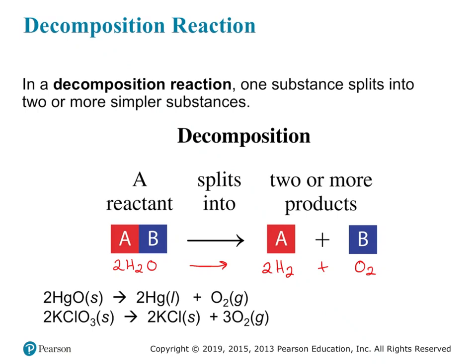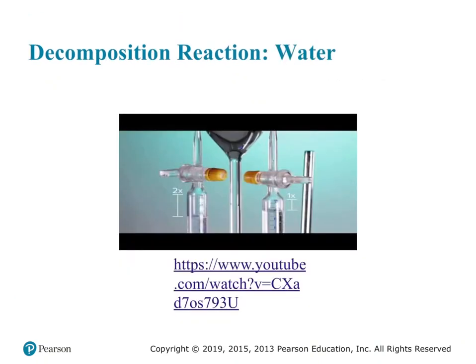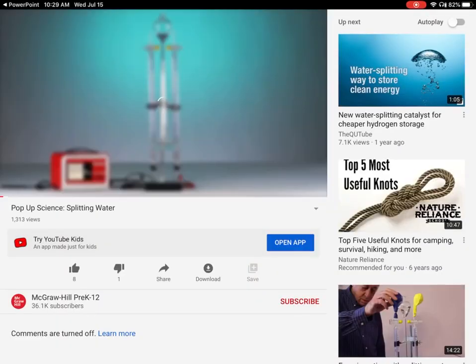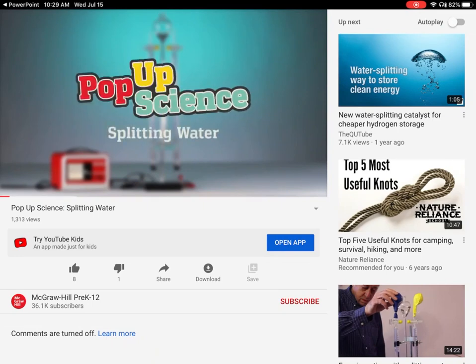So again, with decomposition reactions, you start with one reactant, and then you end up with two or more products. So some reactions are shown below. So we have a decomposition reaction where mercury oxide splits into pure mercury and pure oxygen. And I also have an example of water splitting, which we just saw. Let's go to YouTube. We'll wait for it to load.